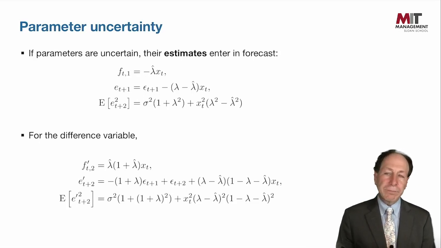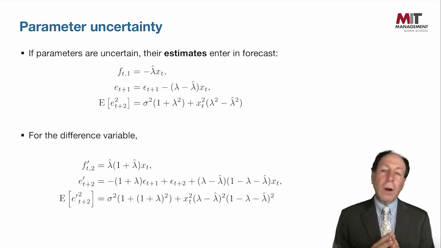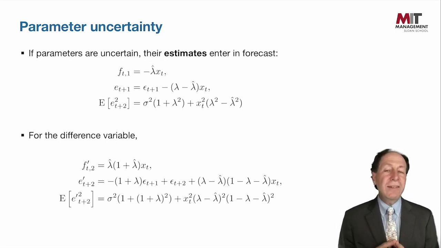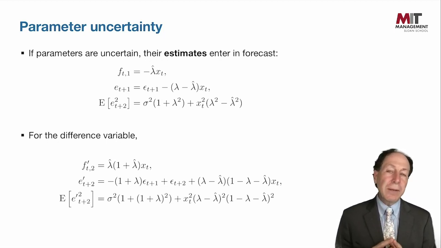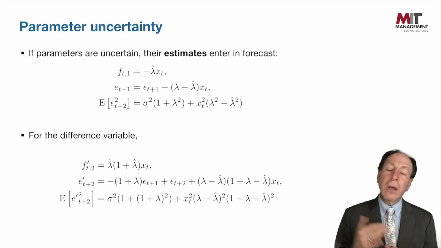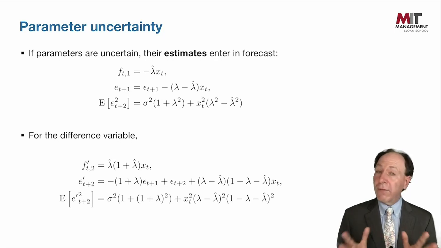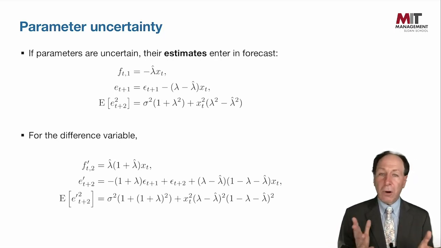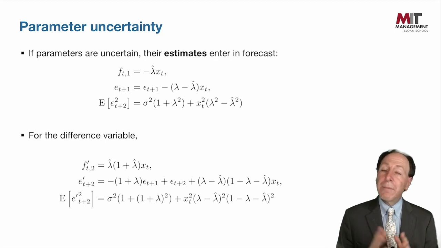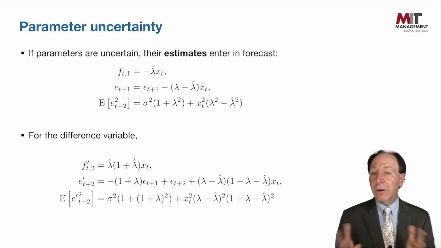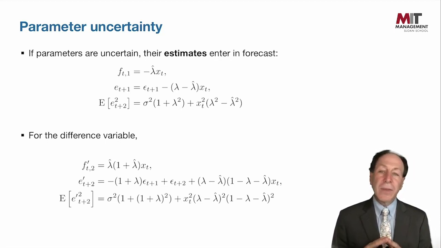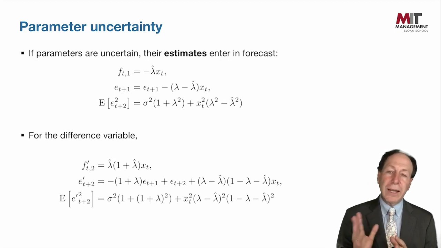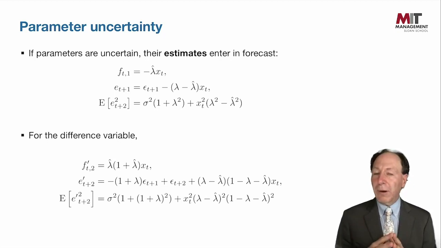But that's not all. If we don't know our parameters, and usually we don't know the exact parameters, usually we need to estimate parameters from data. So if we're making forecasts using estimated parameters, we have an additional source of error. One of them is the underlying randomness. That's part of the nature of our process. But the other source of error is the fact that our parameters might not be right. And we can see that by putting in lambda hat for our estimate of the parameter.